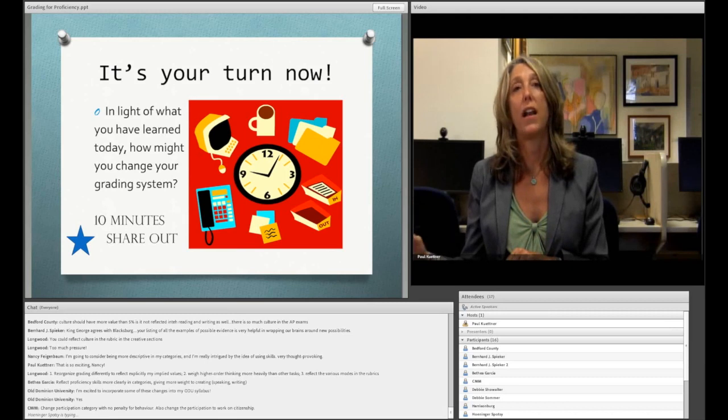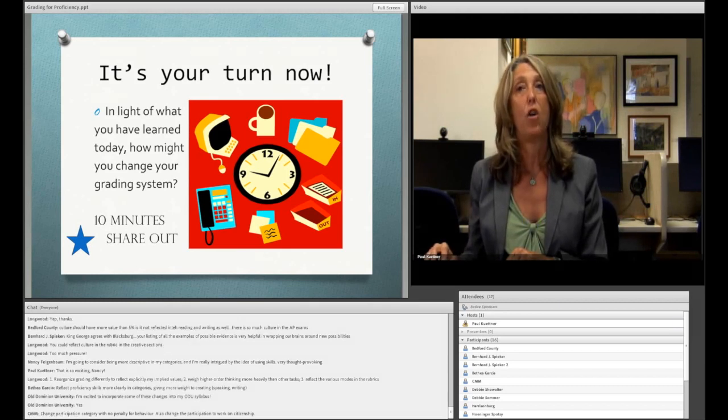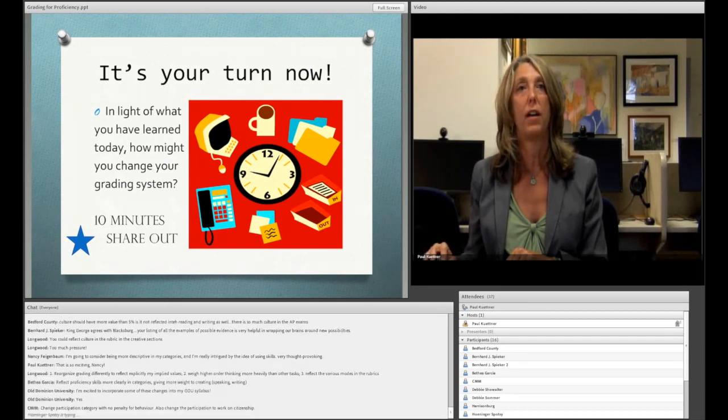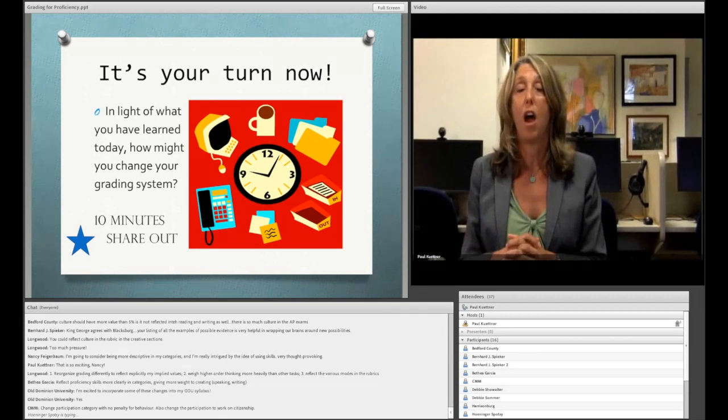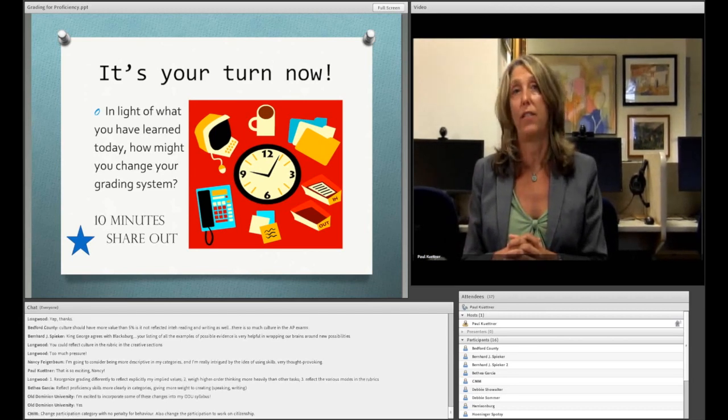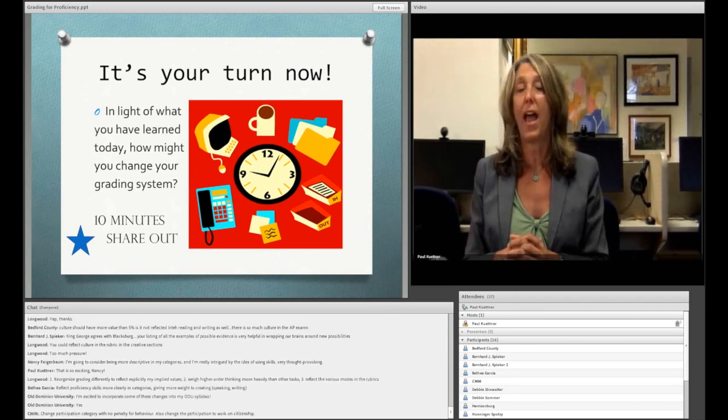I see that someone is adding to change the participation category with no penalty for behavior. That's very interesting. I like that. Also changing the participation grade to work on citizenship. And so many of the things that we wish to convey to our students and model for them may not be conveyed in the grade book, but as much as we can, I think that is good.